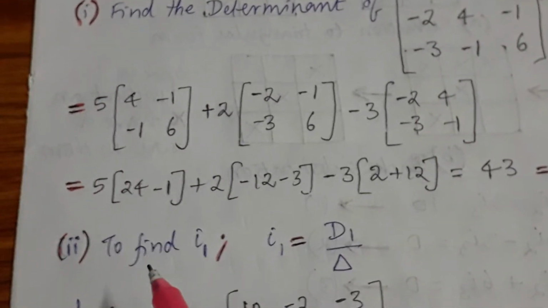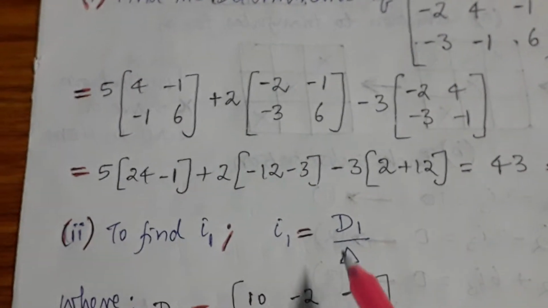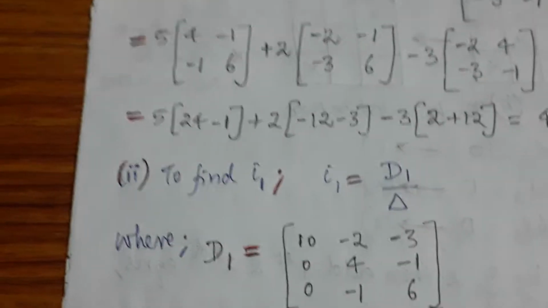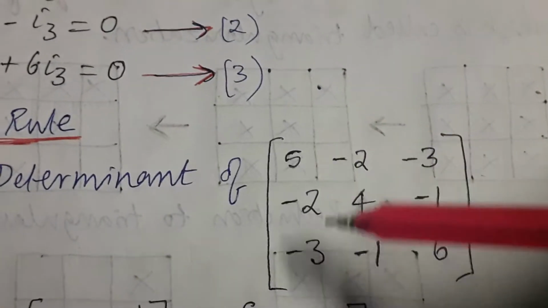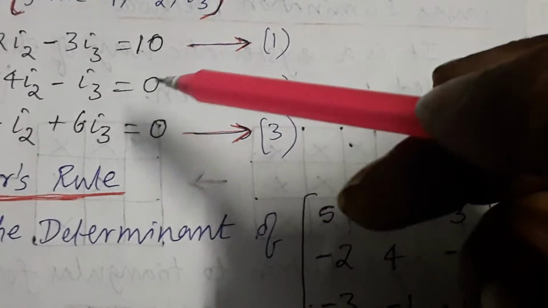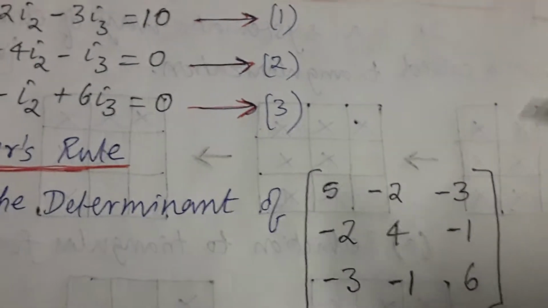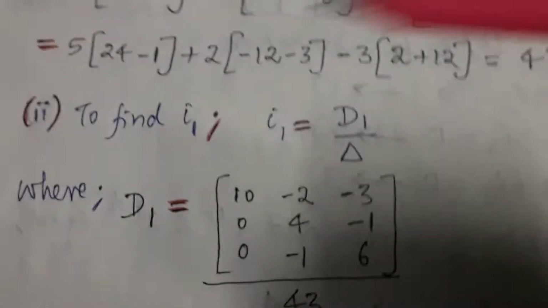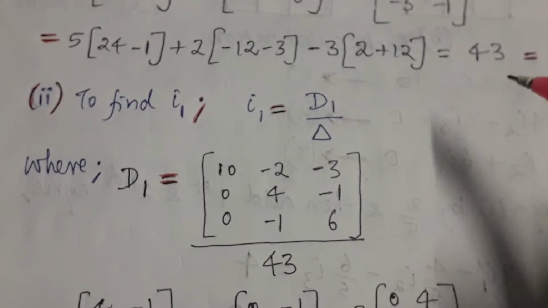Next, we have to find I1. In Cramer's rule, I1 is found out by d1 by the determinant. d1 is nothing but we have to replace the first column by this one, the right side of the equations, 10, 0, 0, and then find the determinant, that is d1. 1 means the first column replaced by these numbers. So 10, 0, 0, the rest divided by the determinant already found out, it is 43.